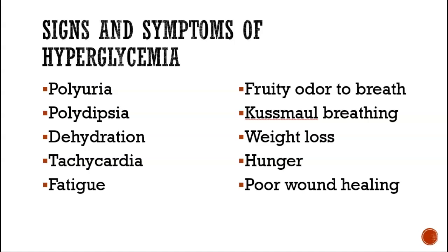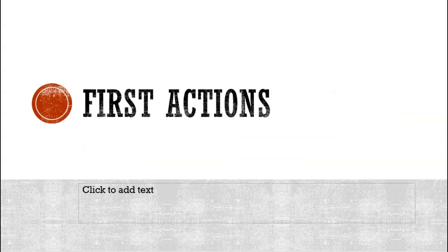The Kussmaul breathing that you see is the body's way to correct the metabolic acidosis that occurs with severe hyperglycemia, so the body tries to breathe off extra CO2 to counterbalance that. Take a moment and think about what the nurse's first actions would be.